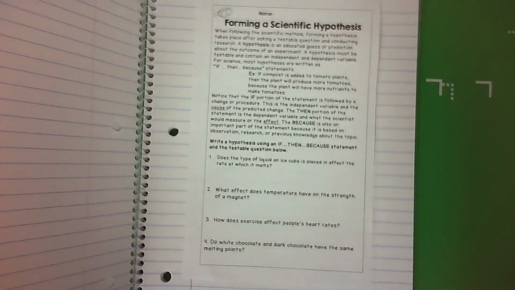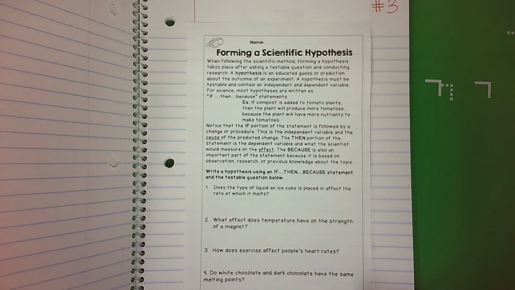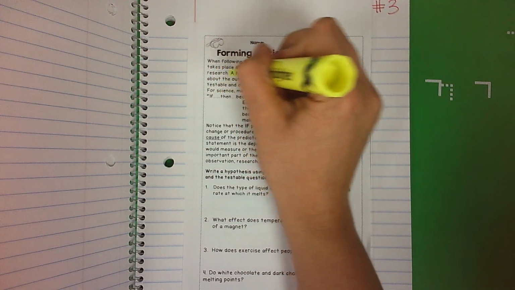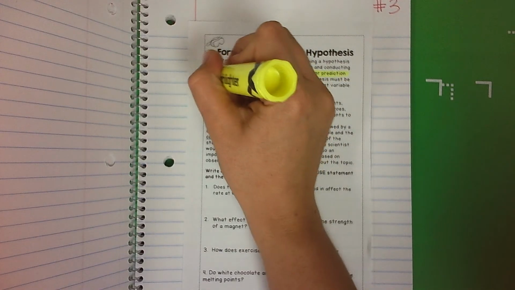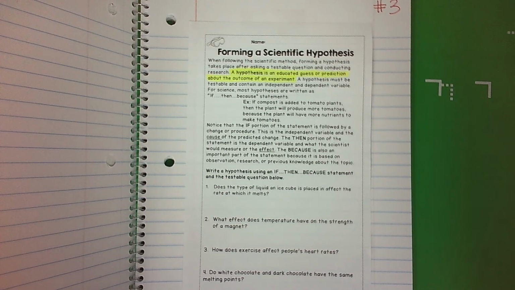It says, when following the scientific method, forming a hypothesis takes place after asking a testable question and conducting research. A hypothesis is an educated guess or prediction about the outcome of an experiment. Okay, so that is a very important statement. So I'm going to highlight it.